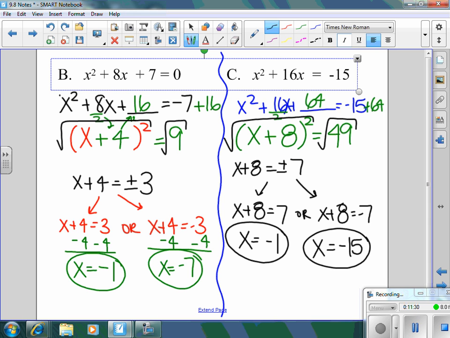Now, all of these have been factorable. Realize that. But completing the square is something that you need to know how to do. So right now I want you guys to try D and E on your own. Pause the video and let's see if you can do it by yourself.